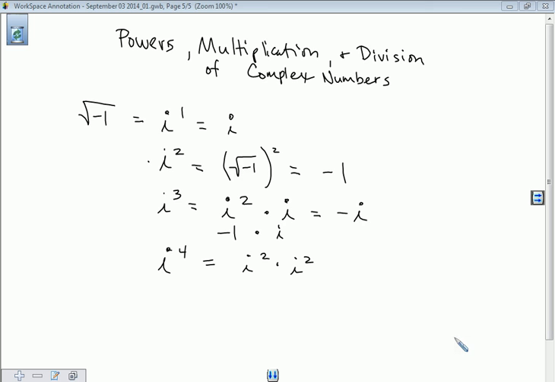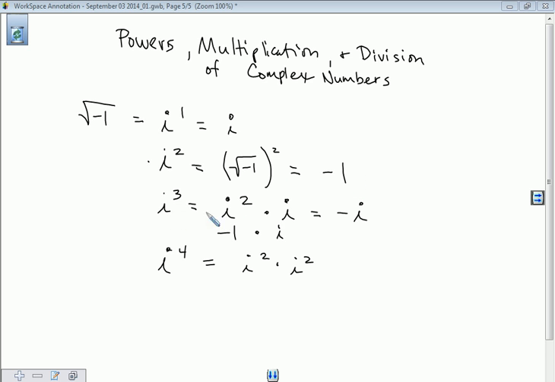So I forgot to start recording at the very beginning, but what we discussed was, yesterday we defined the square root of negative 1 as i. So i is just i. So i squared would be where we square what i equals, which is the square root of negative 1. So the square and the square root cancel, so i squared is negative 1.